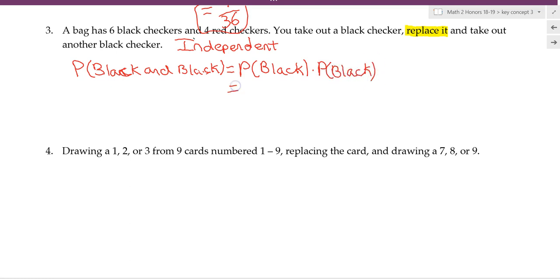The probability of choosing a black checker: there's 6 black checkers and 4 red, so there's 10 total. Choosing another black checker is 6 out of 10. That equals 36 out of 100, and that does reduce to 9/25.